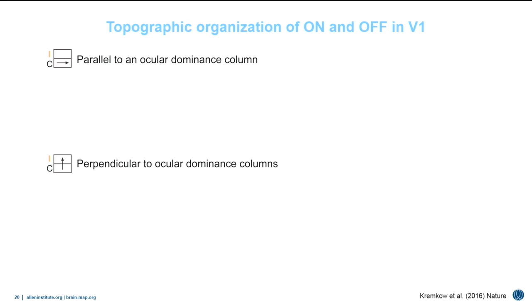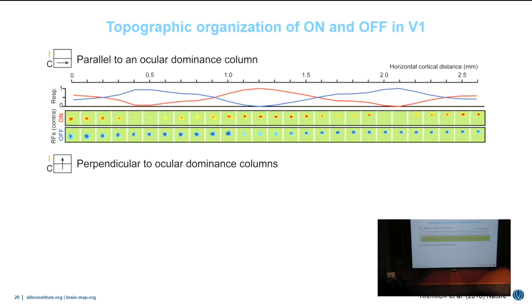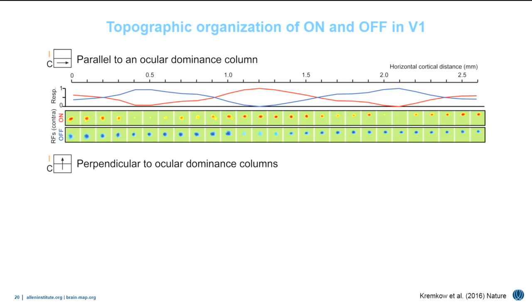And it turned out that these different recording configurations were actually quite important and revealed another architecture in V1. I'll show you first the recording from the parallel examples. This is a recording of roughly 2.5 millimeters of cortex in the horizontal dimension, using the technique that I just mentioned. On the bottom are the off receptive fields of this particular recording, and above are the on receptive fields.